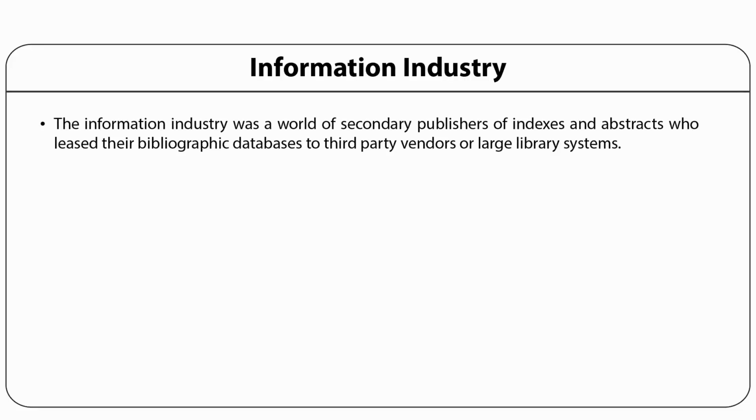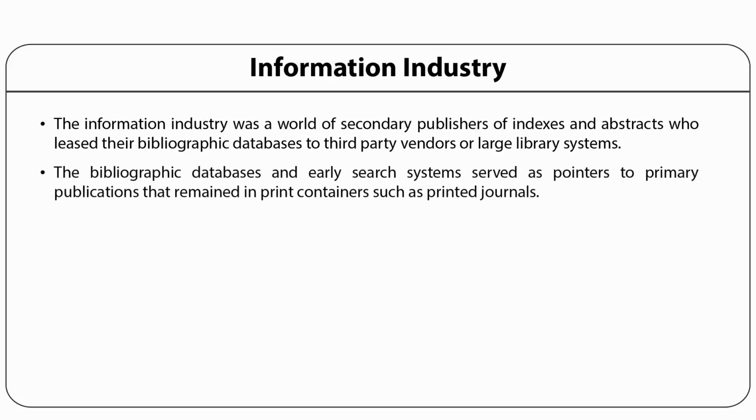Information industry. The information industry was a world of secondary publishers of indexes and abstracts who leased their bibliographic databases to third-party vendors or large library systems. The bibliographic databases and early search systems served as pointers to primary publications that remained in print containers such as printed journals.